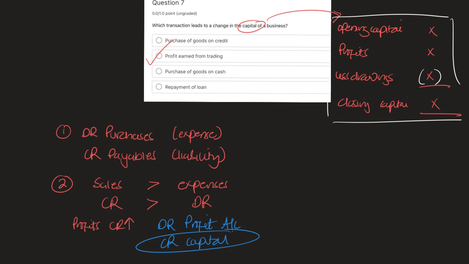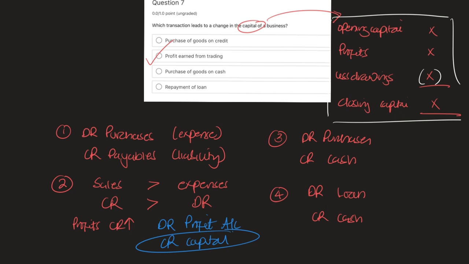When you then come on to the third transaction, okay, I know we've already selected the answer, but for completeness, when you purchase goods on cash, yes, you're debiting the purchases and you are crediting cash. Again, this is not directly impacting the capital account, okay? So it's not option 3. And option 4, the repayment of a loan would result in a debit to the loan account. You are thereby reducing a liability and you'd be crediting cash or cash at bank to show that repayment has been made. Again, this transaction is not directly impacting the capital.